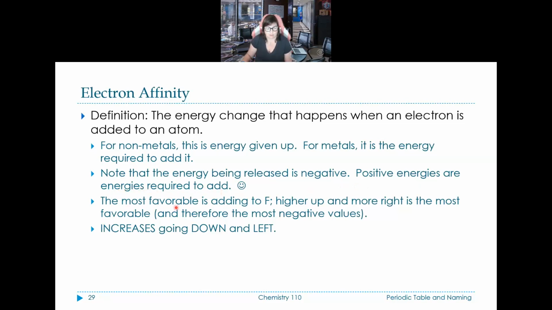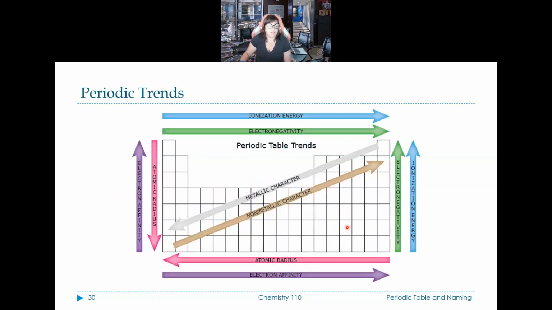The most favorable is adding to F. The higher up and more right is the most favorable, and therefore the most negative values. Okay, so we're going to have the highest desire to pull in an electron when we go over and up. All right, it increases going down and left. All right, so the more favorable it is, the more negative it is. And so here are all of the periodic things that we can talk about. So our atomic radius is going to get bigger as we go down and bigger as we go from the right side of the table to the left side.